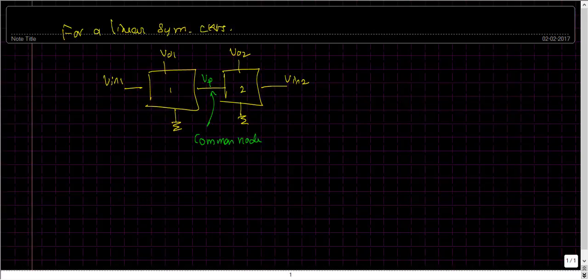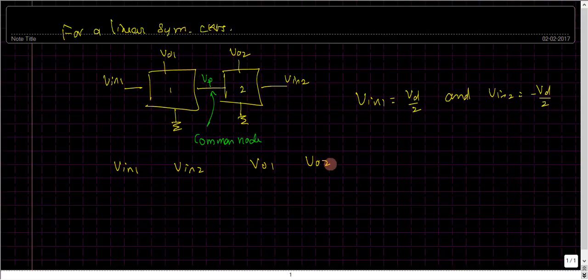So first we will see by applying anti-symmetric inputs across the inputs Vin1 and Vin2. What I really mean by the anti-symmetric input is that I'm just going to apply Vd by 2 in place of Vin1, and Vin2 is nothing but minus Vd by 2. I'm going to use this table so that it becomes clear when we develop the concept. This is nothing but a table with two entries.